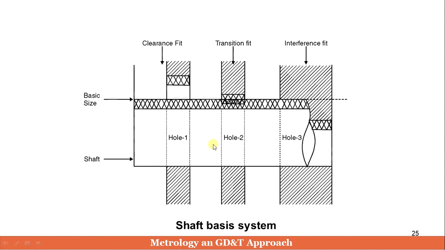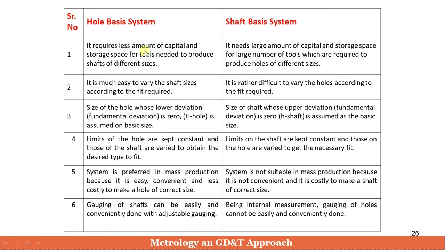Then we have a shaft basis system in which the basic size shaft remains constant, and then we can obtain the types of fits in a similar fashion. So basic differentiation, we can have less amount of capital and storage space for tools required to produce holes, whereas in shafts capital and storage space for a large number of tools are required. Then it is very easy to vary the shaft size, but it is very difficult to vary the size of holes. So most probably we go for hole basis.